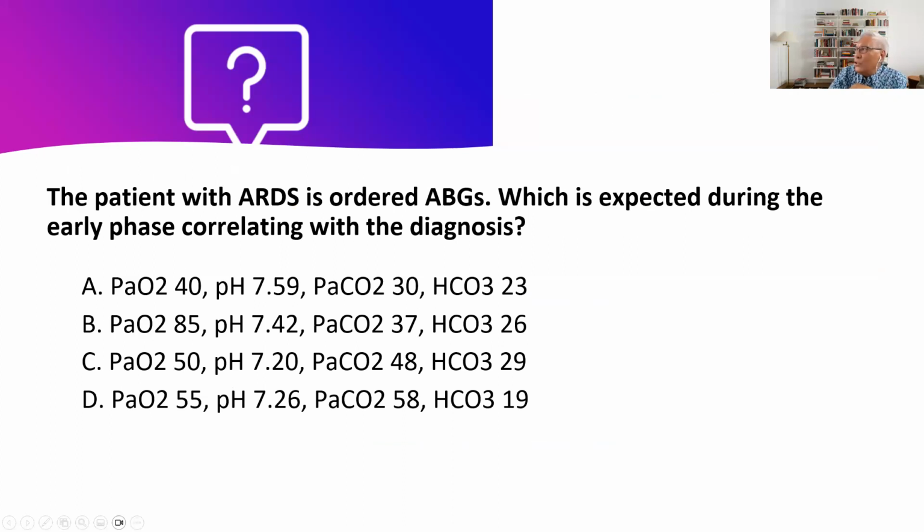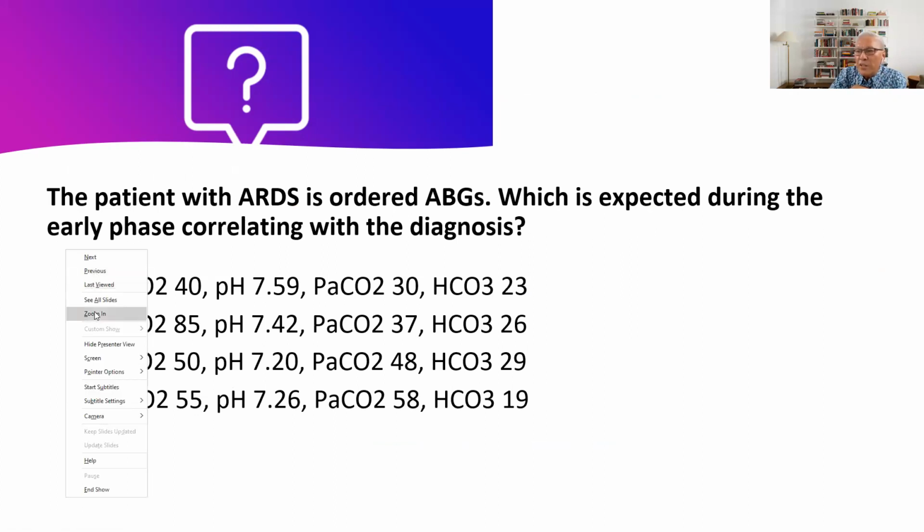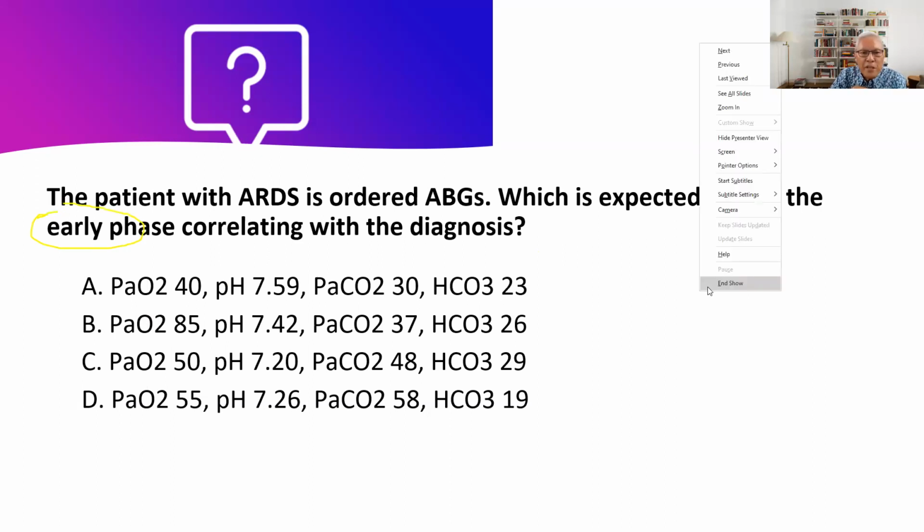All right, here's a question. The patient with ARDS is ordered ABGs, which are expected during the early phase, correlating with the diagnosis. So in this particular question, we're being asked about the ABG that you would notice in a patient. Can you give me your responses, please?